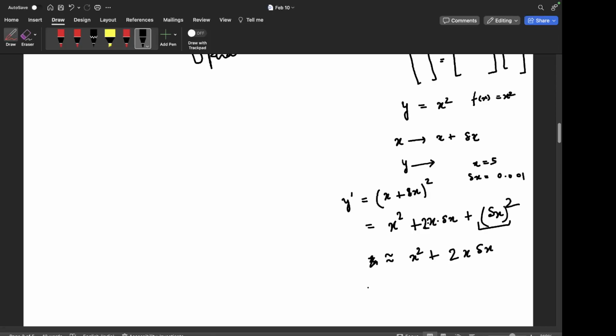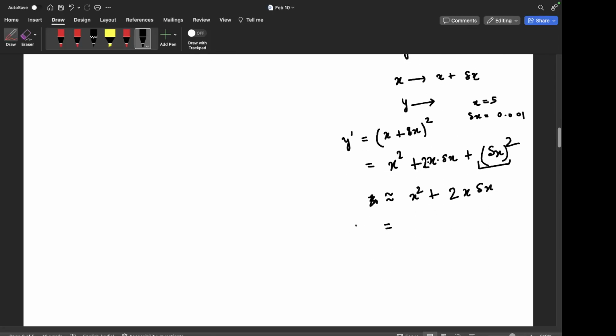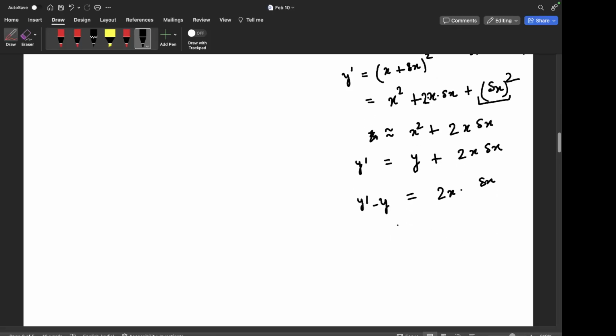Now, what this expression is equal to: y dash is, x square, initially we wrote x square is equal to y, right? So y dash is equal to y plus 2x into delta x. Now let's take y to the left hand side. So y dash minus y is equal to 2x into delta x. Now, y dash minus y is what?